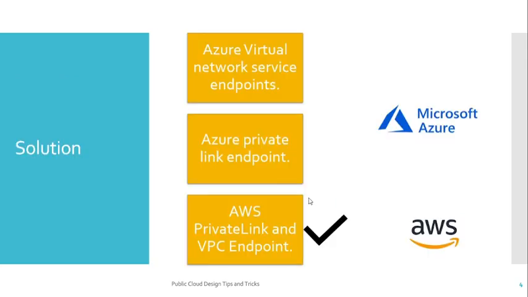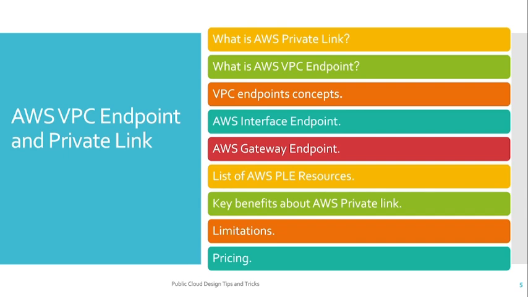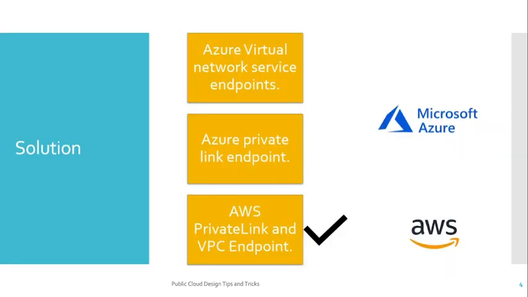If you remember, in my previous video I explained how Microsoft Azure has solved this. Azure has two solutions: one was Azure Virtual Network Service Endpoint and another was Azure Private Link. In this video we are going to discuss how Amazon has solved this with Private Link and VPC endpoint.